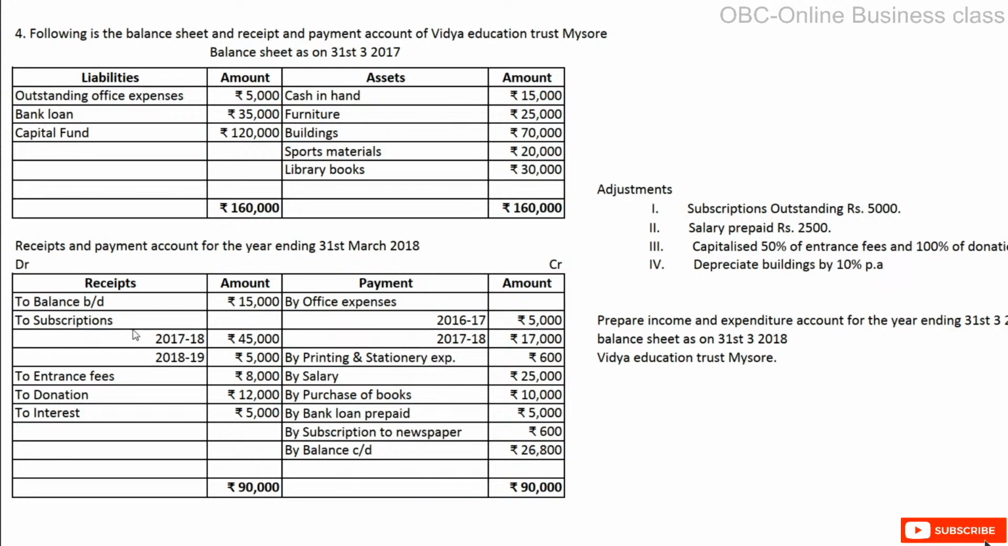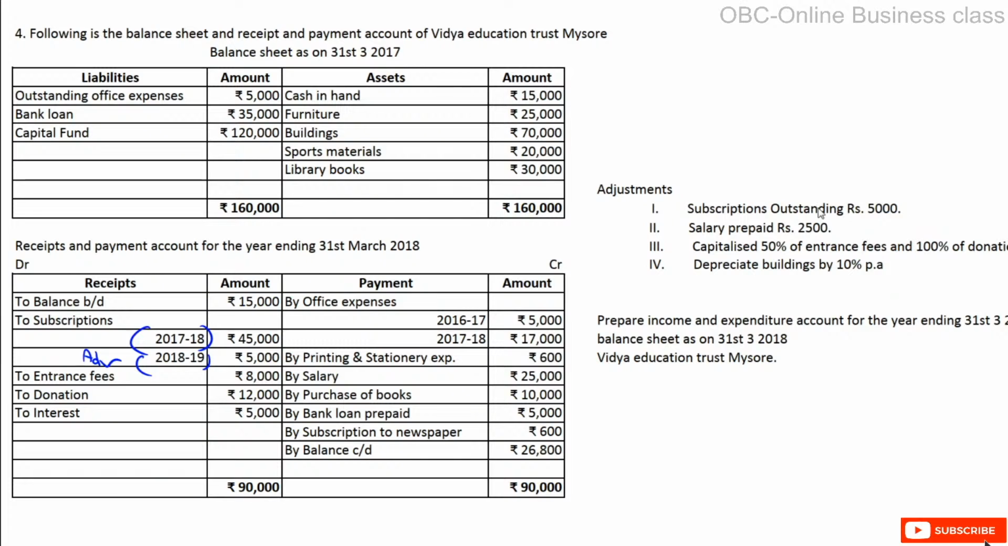So next, to subscription. For subscription we have two years' amounts. One is 2017-18 and the other one is 18-19. This is the current year subscription. This is the next year subscription, or advance subscription received in advance, 5,000 rupees. We should not consider this item here. We should consider this item in the balance sheet. So now we will not be considering it. We're only considering 45,000. Check whether we have an adjustment regarding the subscription.